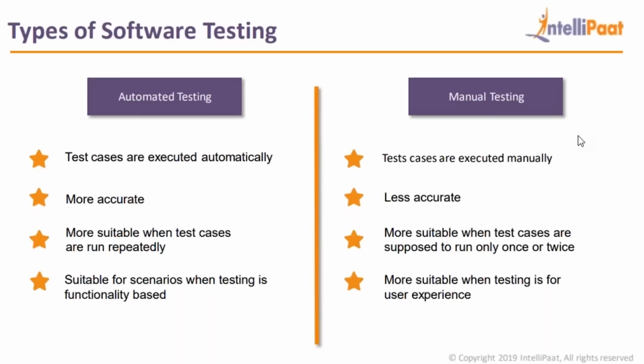So in those kinds of scenarios, you need human interference, right? And for those human interference cases, you have manual testing, right? Automated testing, whenever you can create a test case using a process, for those kinds of testing cases, we have automated testing. So these are the two types of software testing, guys.